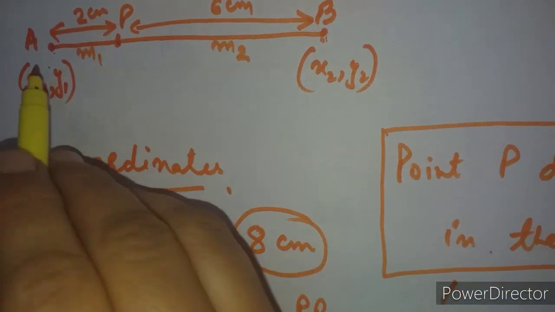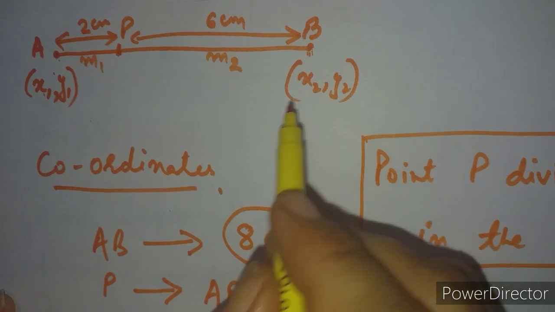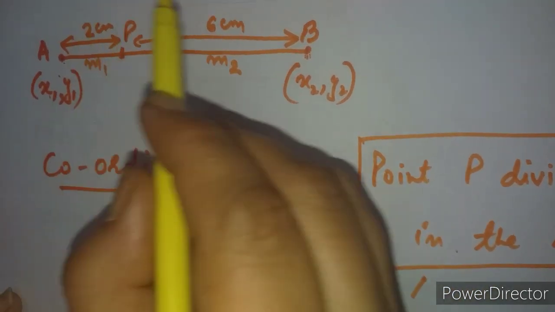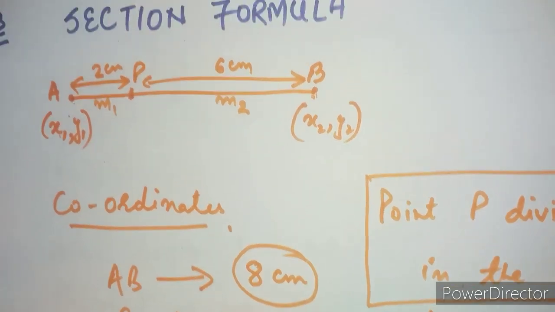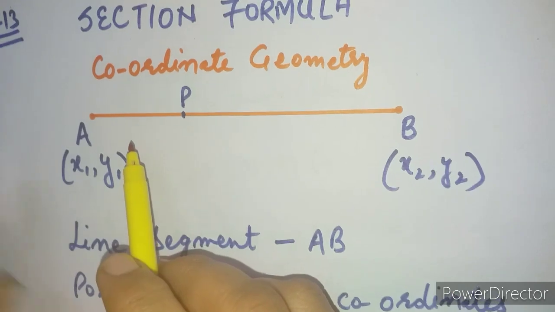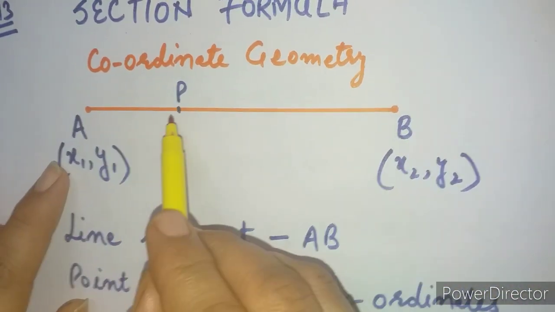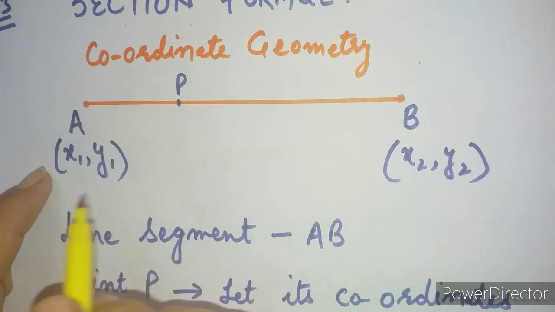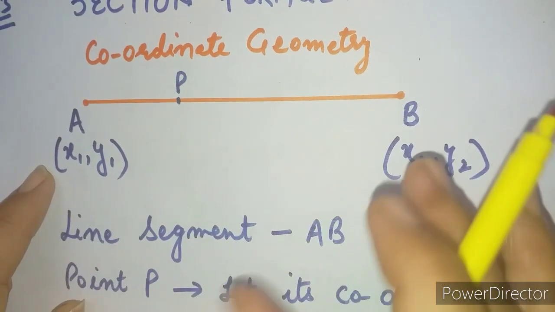Now, this setup was for example only. Now I have drawn this setup again for you in order to explain the section formula. Clear? So I remove this example now. Down here we have the actual setup, right? Line AB, point P is there. X1, Y1 are the coordinates, X2, Y2 the coordinates. This is the general setup now.